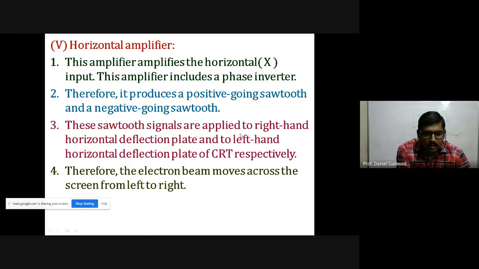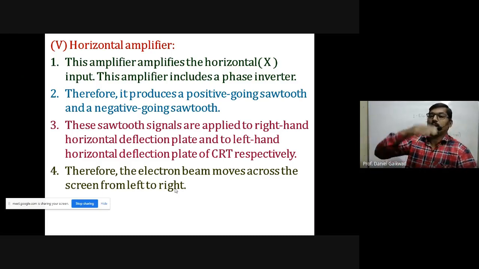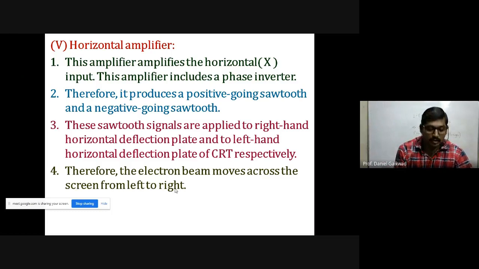These sawtooth signals are applied to the right hand horizontal deflection plate and to the left hand horizontal deflection plate of the CRT respectively. So this signal is given to the horizontal deflection plates. Now number four, therefore the electron beam moves across the screen from left to right, and in that manner it will display the signal. So this is the role of the horizontal amplifier. After amplification, the electron beam should move from left to right like this.